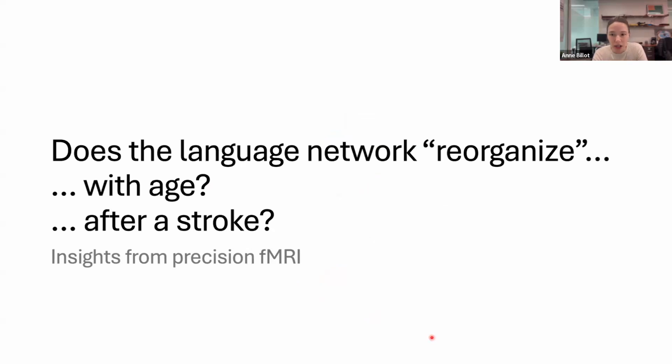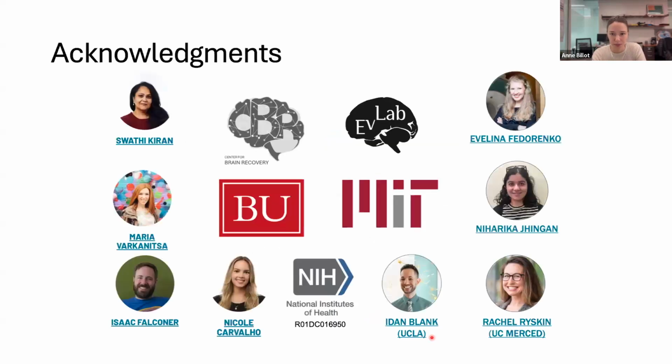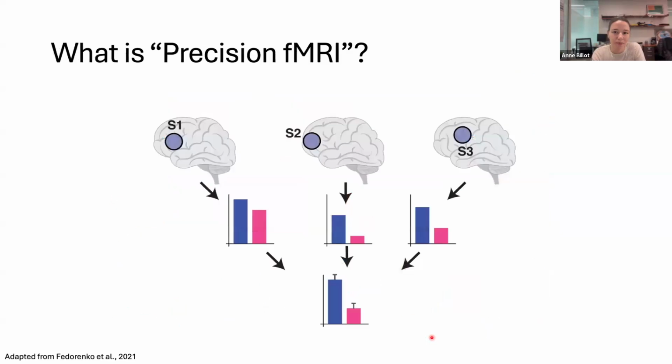So let's see how we can try to overcome some of these limitations, of course, not all of them, using precision fMRI to study changes in the language network, both in healthy aging and in stroke recovery. So the first part of this talk includes studies that I did as part of my PhD at Boston University under the supervision of Dr. Swati Kiran and co-mentored by Evelina Fedorenko at MIT. And I also wanted to highlight on this slide multiple people from both labs who contributed to these projects.